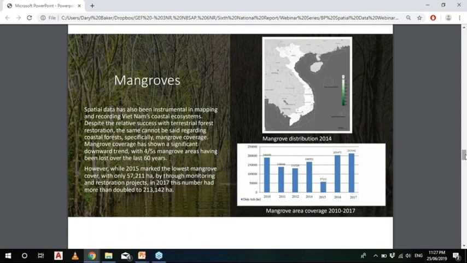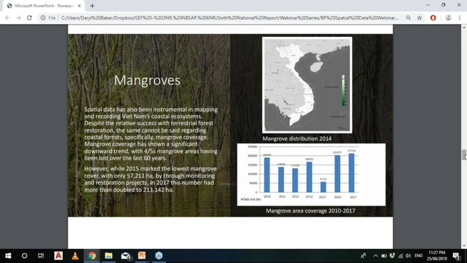Next slide. Yes, I'm sorry, the map here is very small in the presentation, but it shows the mangrove distribution in Vietnam, and the locations of mangrove forests in Vietnam.